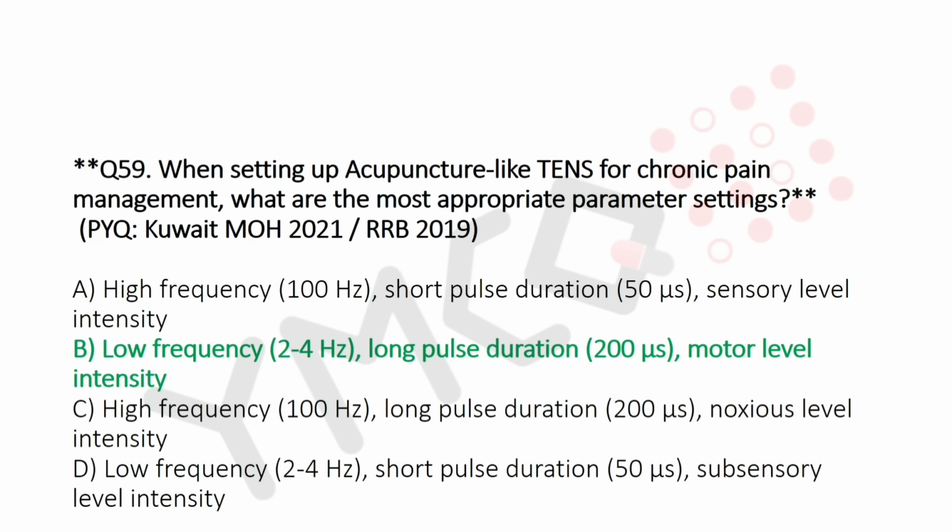So acupuncture-like TENS is designed to make the muscle twitch. To do this without causing annoyance, you need a low frequency, that's 2 to 4 twitches per second, but a wide, powerful pulse to grab the motor nerves. Okay. Now let's move to question number 60.